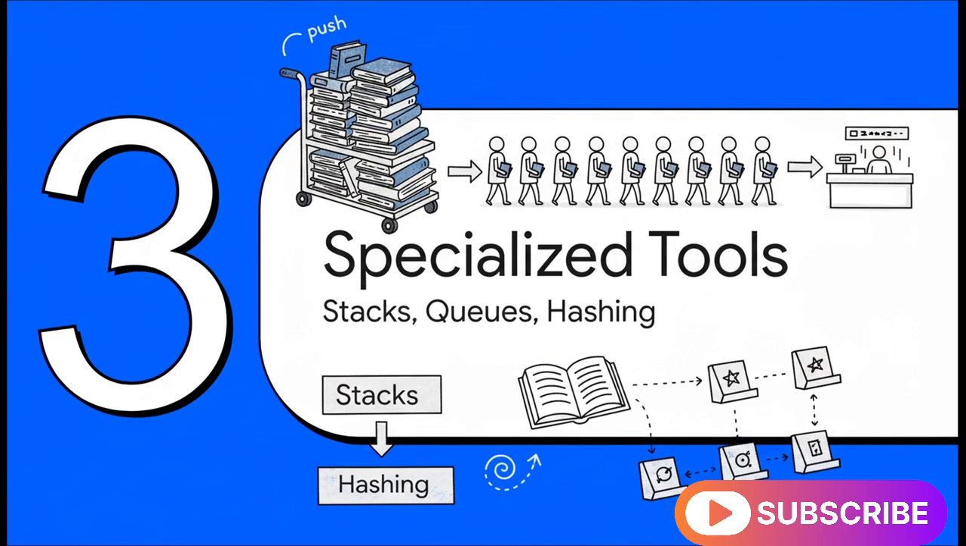Okay, so we have our general shelving systems figured out. But libraries have really specific jobs to do, right? Like managing the book return cart or the long line at the checkout counter. Well, our digital library needs specialized tools for these kinds of jobs too. So let's take a look at stacks, queues, and a really clever trick called hashing.